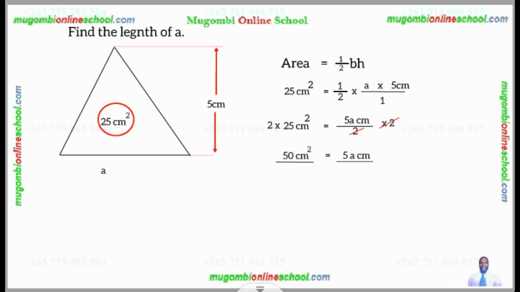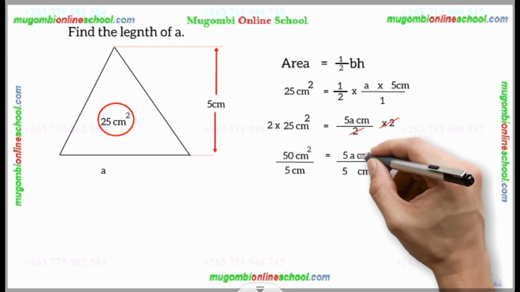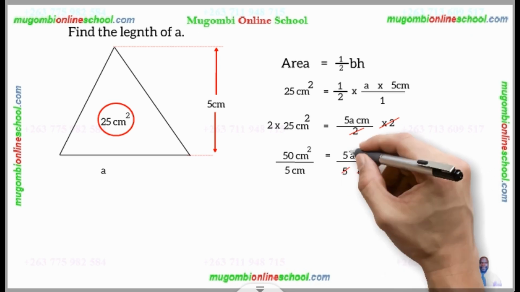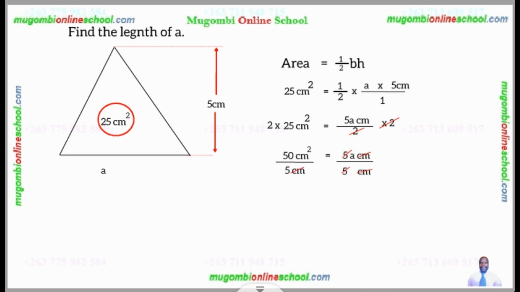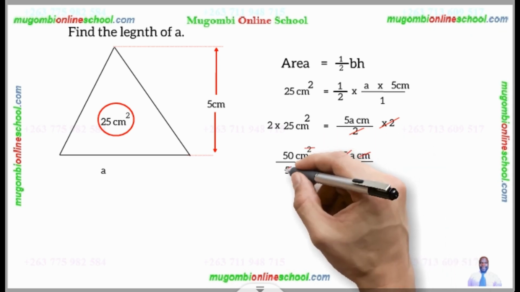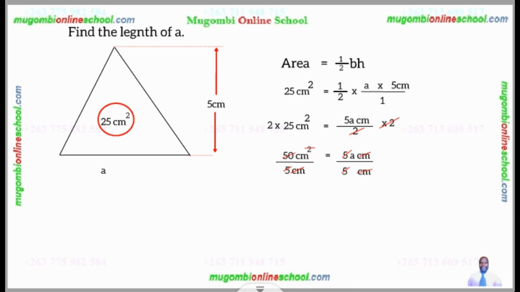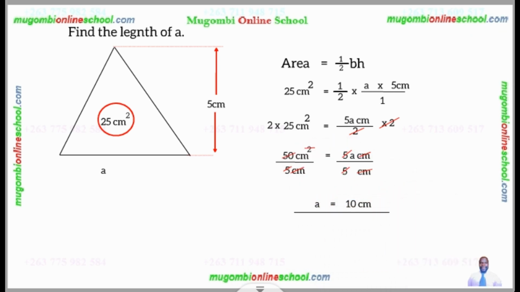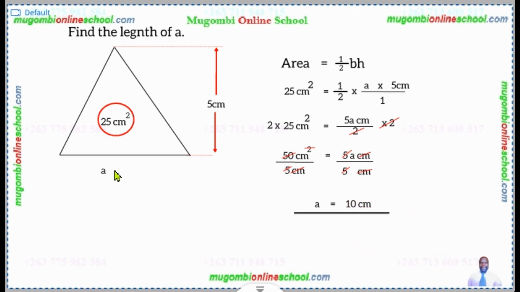Then we have to divide both sides by 5 centimeters for us to remain with A. Then we have to cancel these centimeters first because they are common units. 5 into 5, 1. 5 into 5, 1. Then centimeters into squared centimeters will remain with the centimeters. 5 into 5, 1. 5 into 50, that's 10. So A is equal to 10 centimeters. That is the actual length of side A.